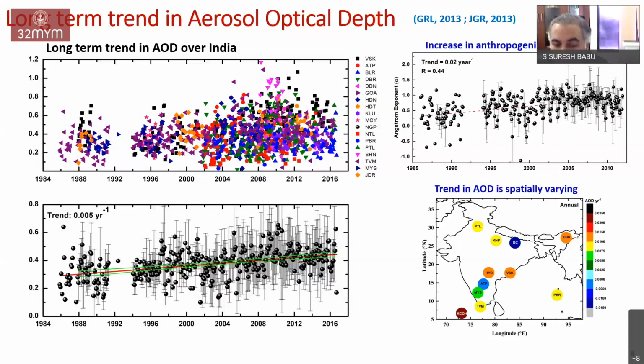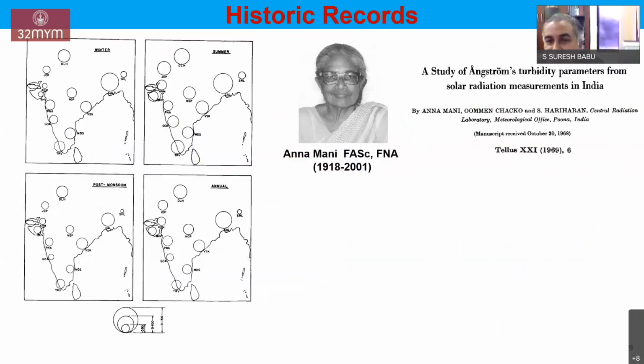But when we talk about the trend, it is very important to remember one important scientist, Anna Mani, who was very active in academic activities earlier. In fact, she was the secretary of the academy, I think, sometime in the 1970s. She had done extensive work on aerosols in the 1960s. She had operated a network of observatories, and she published two papers in Tellus in 1968, 69. So this was actually the first observation on aerosols over the Indian region, but due to some reason, probably in the 70s, this activity was not sustained.